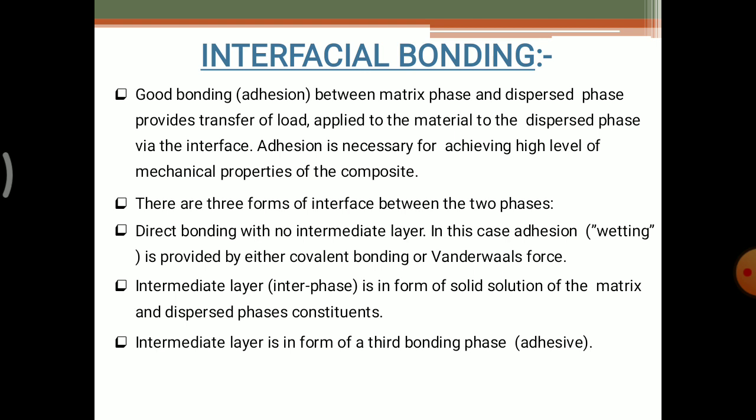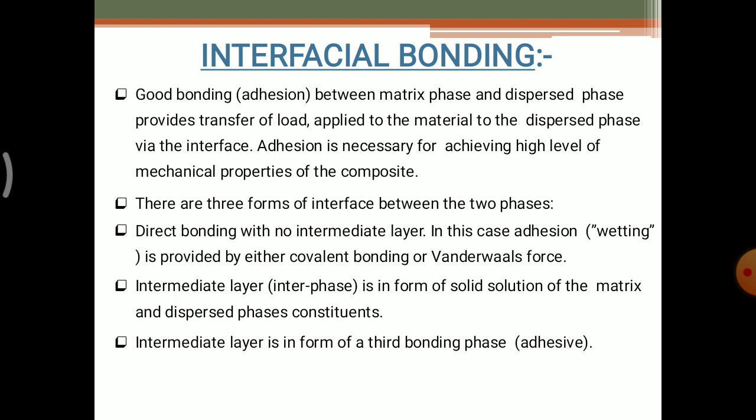So there are three forms of interface between the two phases. So two phases means matrix phase and reinforcement phase. So there are two types of phases which we have discussed in the introduction part of advanced materials. First one is the matrix phase, second one is the dispersed phase or reinforcement phase. So there are three forms of interface between these two phases, the matrix phase as well as the reinforcement phase.